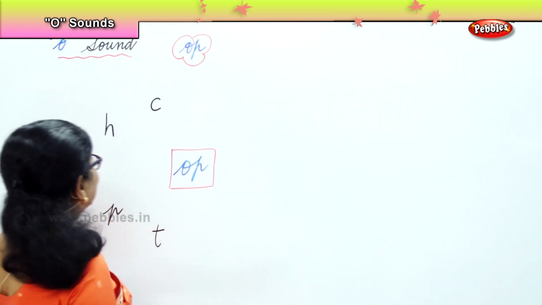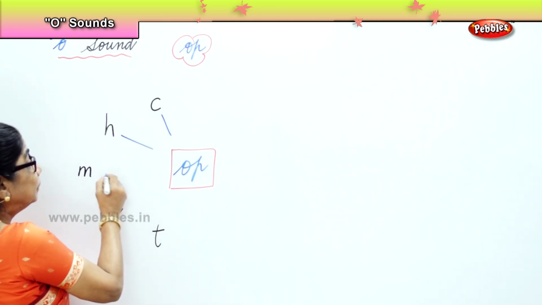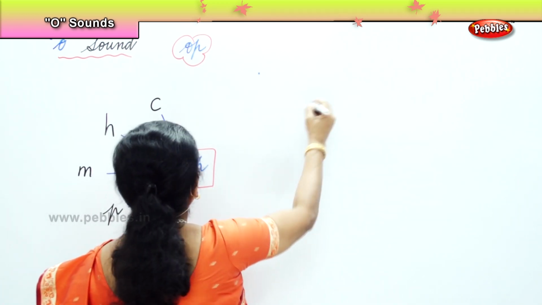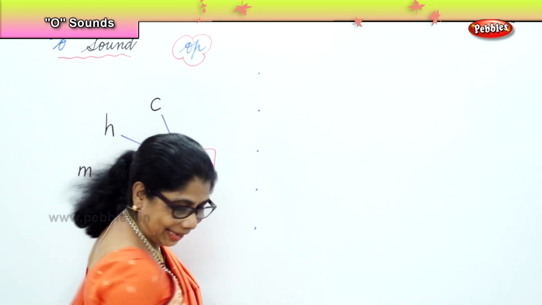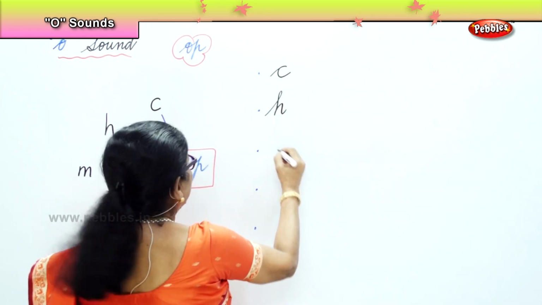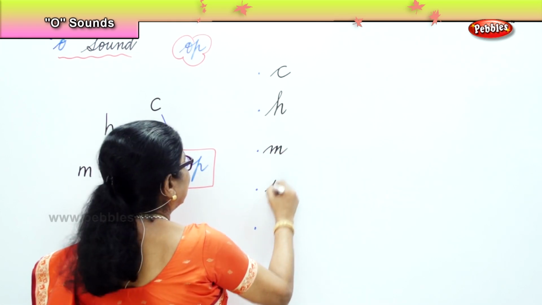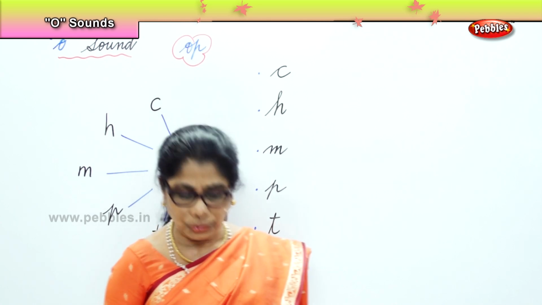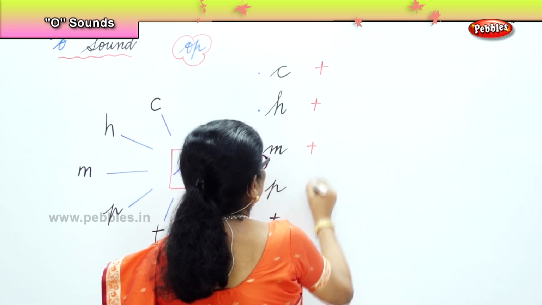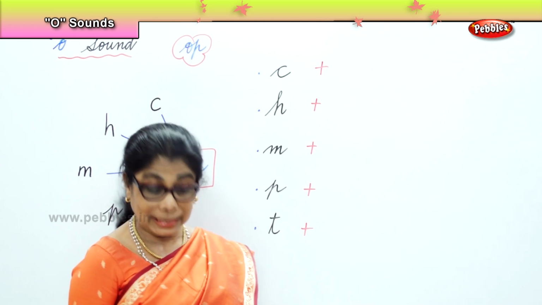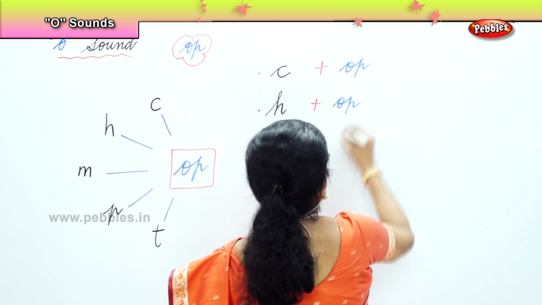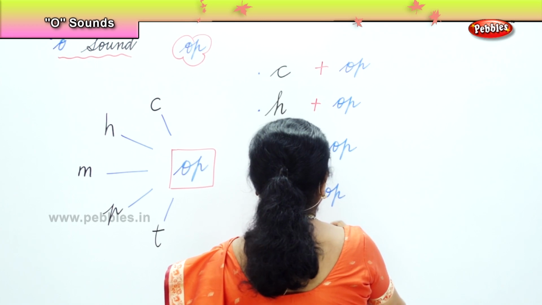We have k, h, m, p, t. Okay? We have here k, h, m, t. To these sounds, we are going to add op, op, plus. To this, we add op and we form a new word. Op. Now, what do we get?